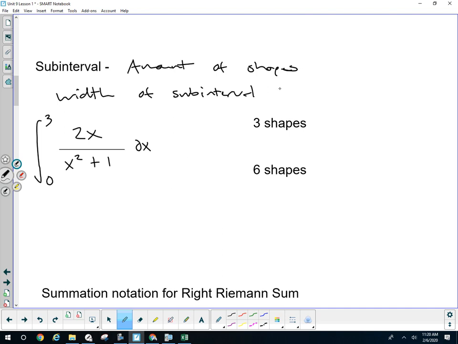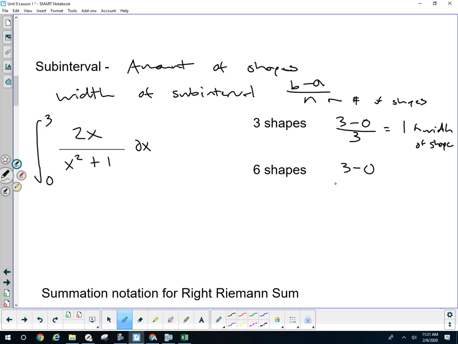Now the width of the subinterval is very easy. Talk about the range, the overall range. If you're going from 0 to 3, the overall range is 3, divided by the number of shapes. I'm going to use n for number of shapes. So if I want 3 shapes from 0 to 3, the width is 1. 6 shapes from 0 to 3, it would make sense that the width is a half. Okay?